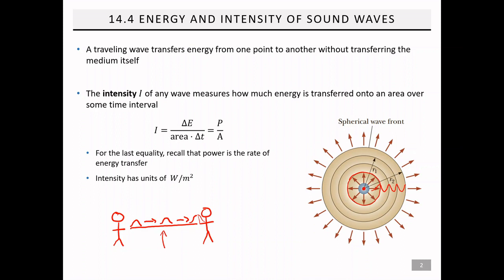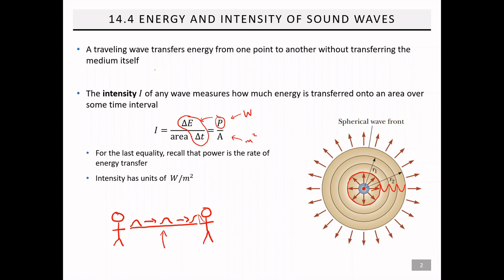For that last equality, recall that power is the rate of energy transfer. So it's the amount of energy that's being transferred in a certain amount of time. So P is equal to delta E over delta T, and then A is just area. Notice that intensity has units of watts per meter squared, because power is measured in watts and area is measured in square meters.